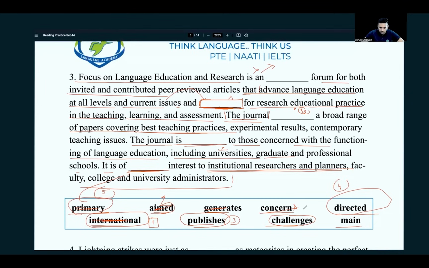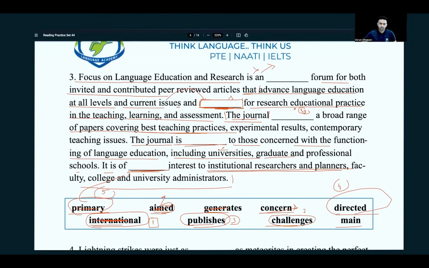Now, if you read this properly, see. Focus on Language Education and Research is an international forum for both invited and contributed peer-reviewed articles that advance language education at all levels and current issues and challenges for research educational practices in teaching. What is this for? To advance or to help with the current issues and challenges faced in the educational practices. The journal publishes, the journal is directed to and it is of primary interest.